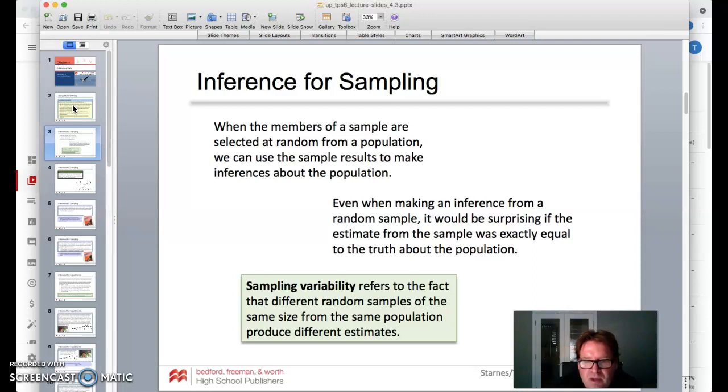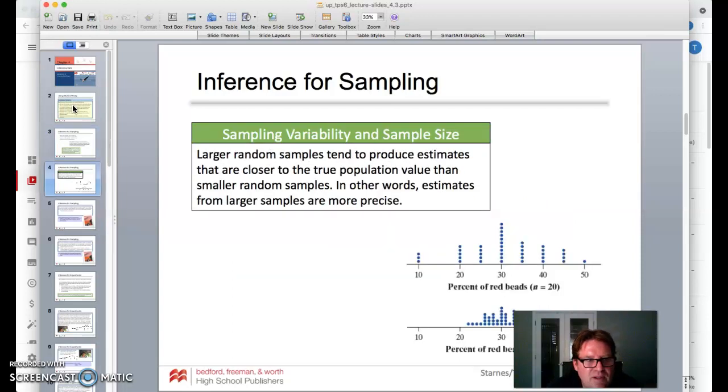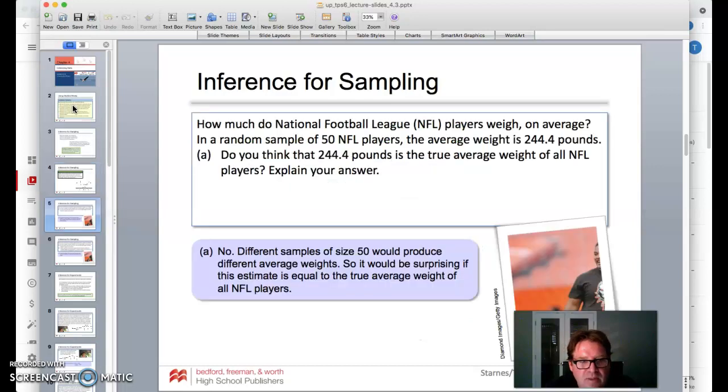Sampling variability refers to the fact that different random samples of the same size from the same population can produce different estimates. It's not a perfect situation. One other thing to keep in mind with the variability is that the larger your sample size is, the closer the estimates tend to be to the true population. Obviously, if you had the whole population, it would be true. So the closer you get to that, the more accurate you're going to be. Larger sample sizes are more accurate, more precise.